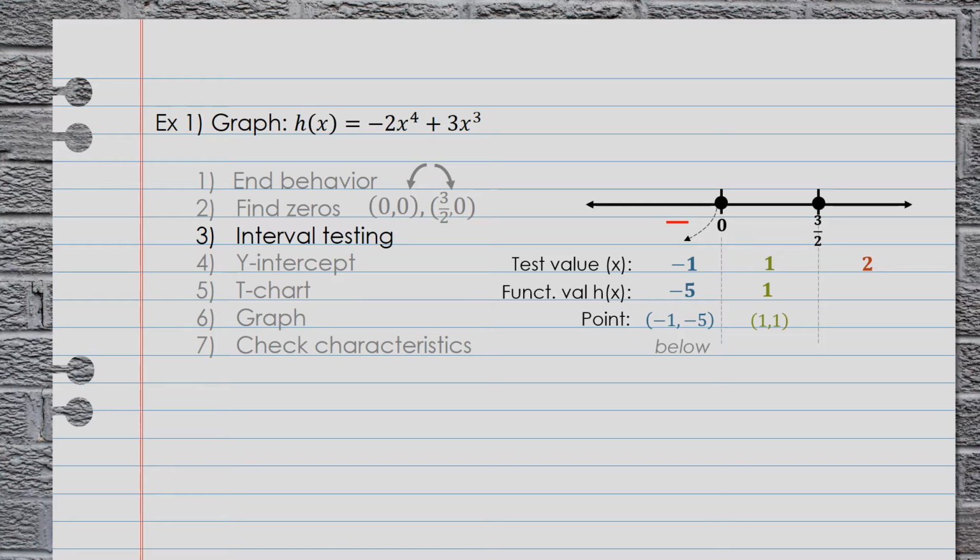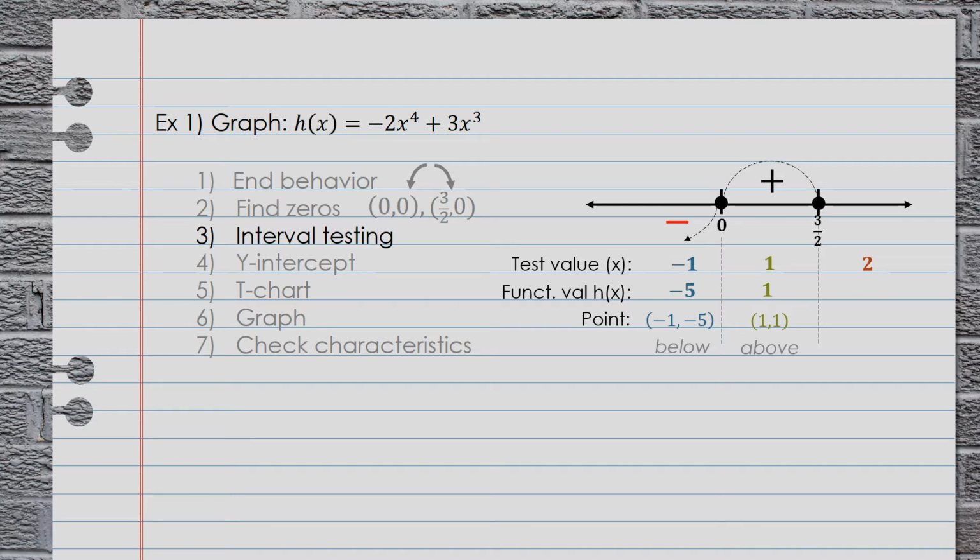Since I plugged a 1 into the function and I got a +1 as a result, if I were to plot that point, would it be above or below the x-axis? Since it was a +1, it will be above, which means my graph will be above the x-axis. So I draw a little sketch above my x-axis indicating that between the two x-intercepts, my graph will be above the x-axis.